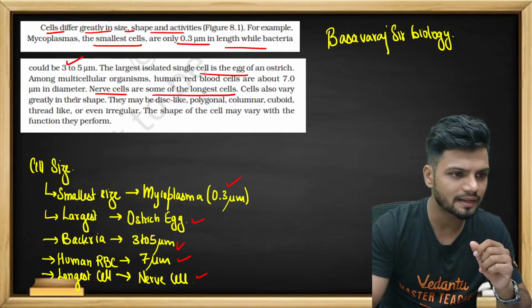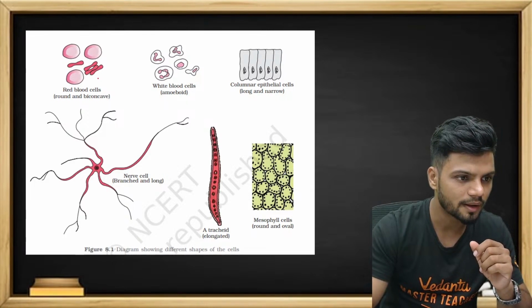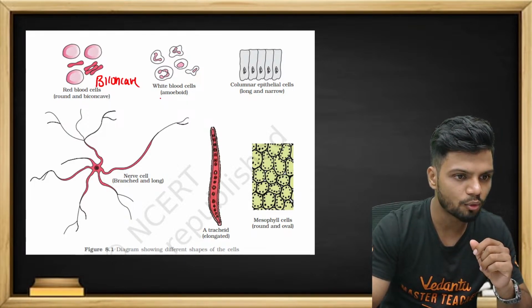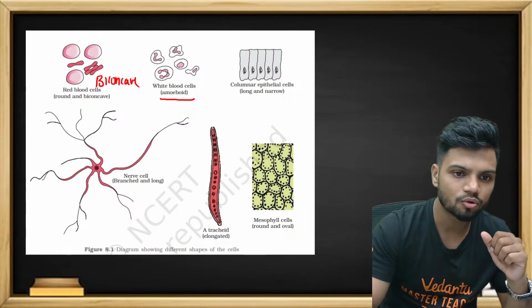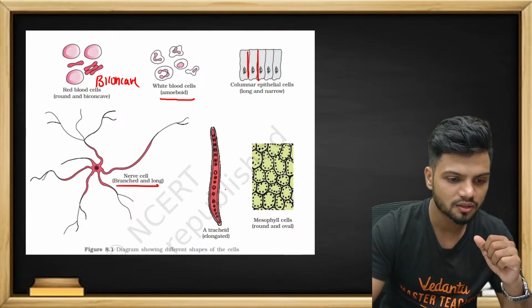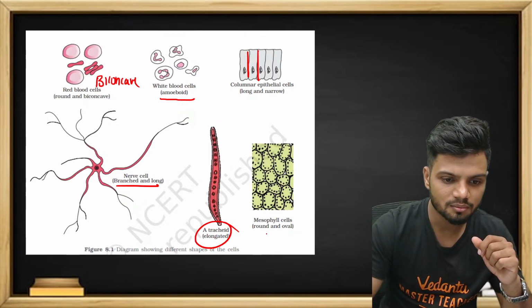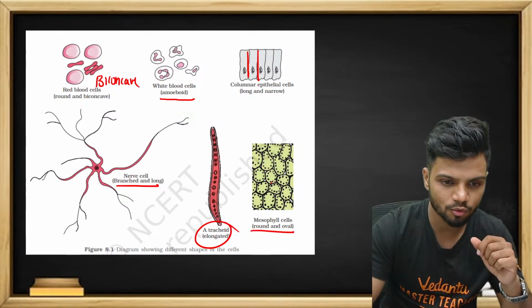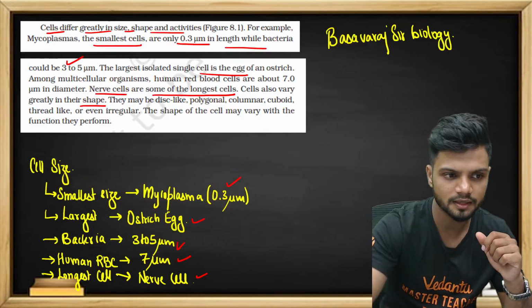Cells also vary greatly in shape. For example, look at the shapes. We have biconcave shape, amoeboid shape, like diapedesis movement they show, columnar, like columnar epithelium cells, branched nerve cell, tracheids, elongated cells, the mesophyll cells, green color with chloroplast, oval shape, right?